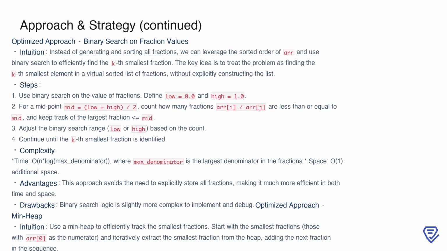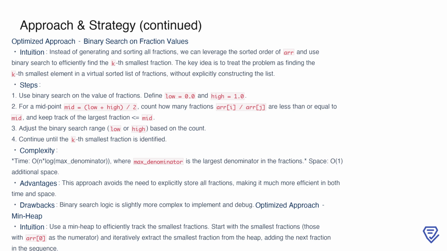We define a range of possible fraction values, starting with low equals 0.0 and high equals 1.0. For a midpoint value, mid, we count how many fractions in ARR are less than or equal to mid using the sorted order of the array. During this process, we also keep track of the largest fraction that is still less than or equal to mid. Based on the count, we adjust our binary search range until we zero in on the exact kth smallest fraction.